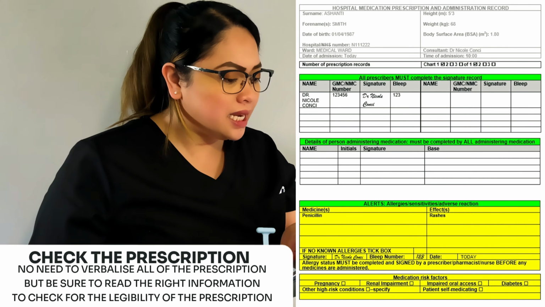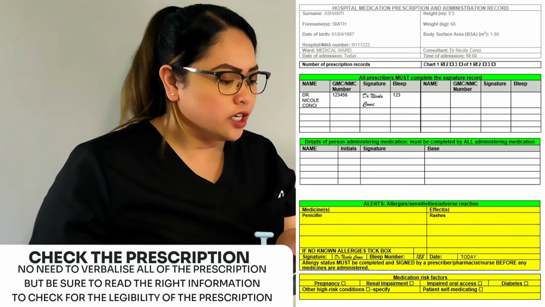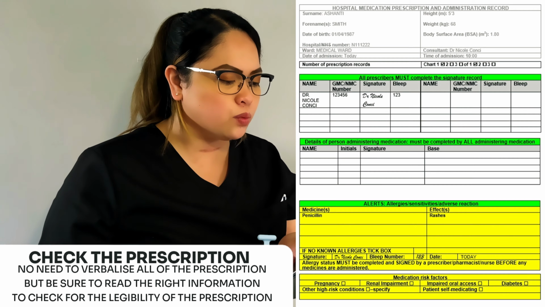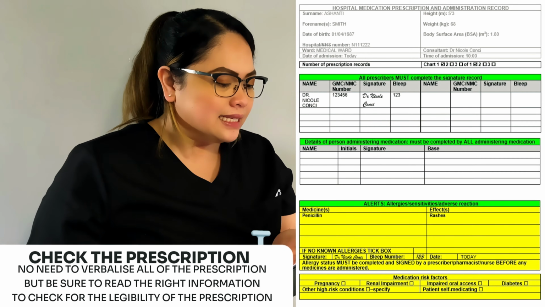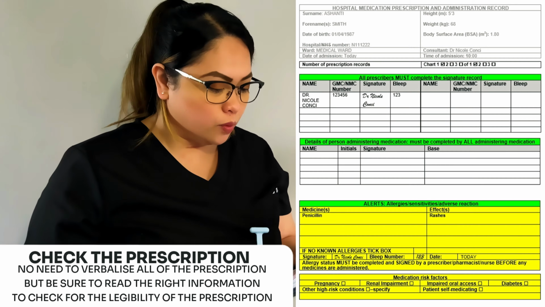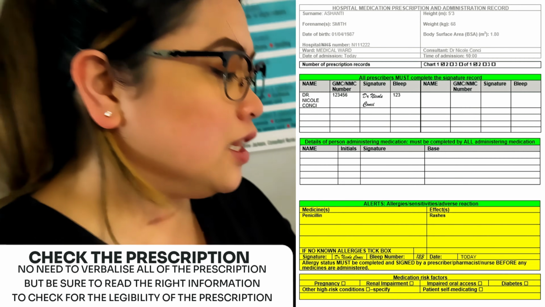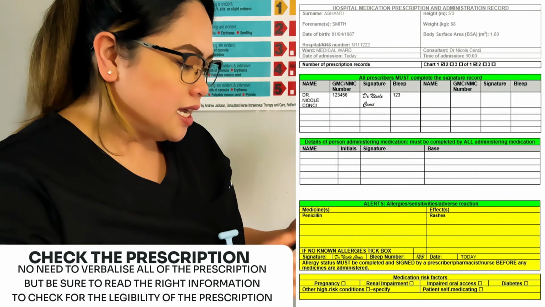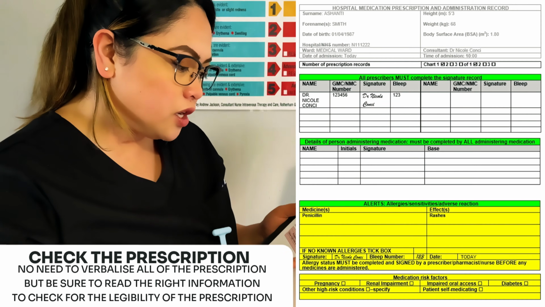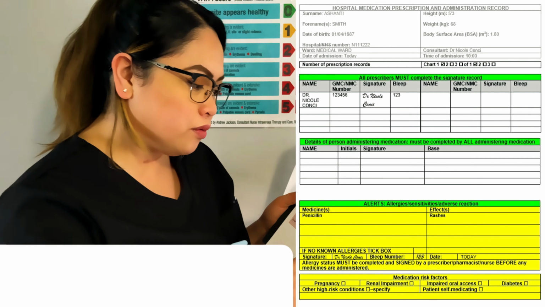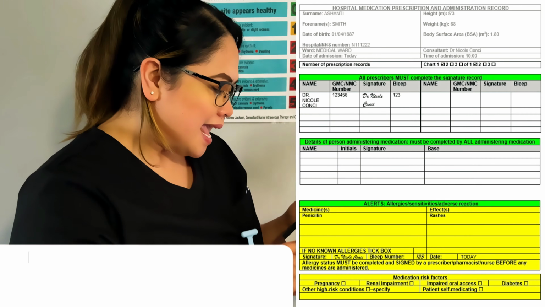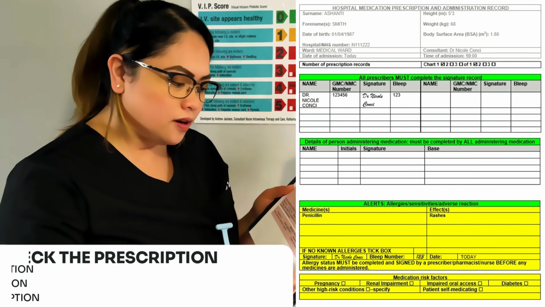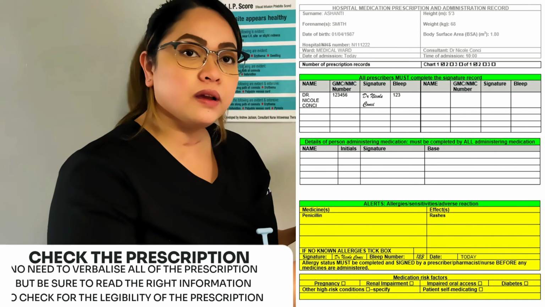So, the name of the prescriber is Dr. Nicole Consi. GMC NMC number is 123456. Signature is present and the bleep number is 123. So, the patient is allergic to penicillin and she's got rashes as an allergic reaction. The signature of the doctor is here, Dr. Nicole Consi. Bleep number is 123. The date is today. And obviously, there are no other details present on this side. So, I'm gonna flip the page.